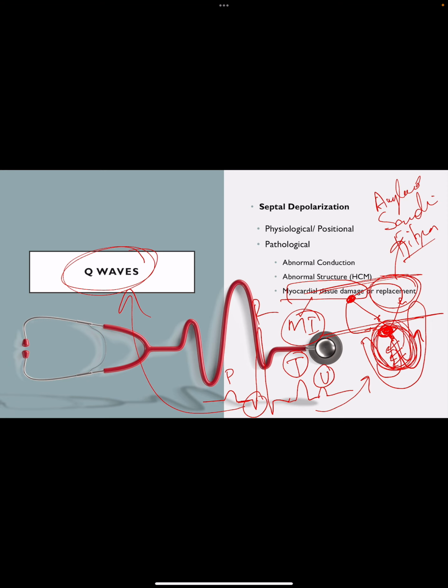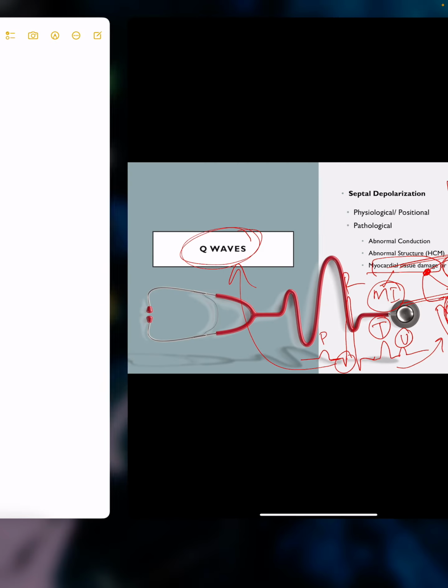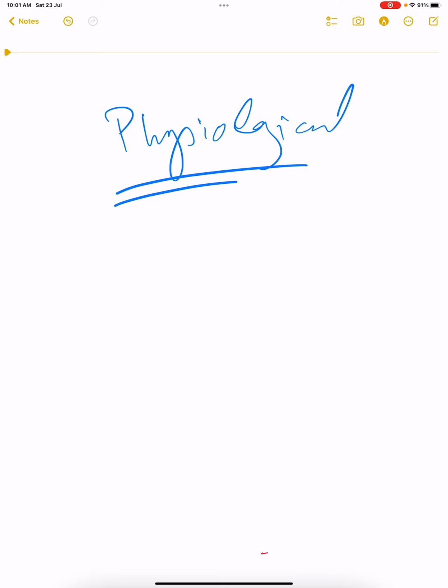Okay, so this was just an overview of what we are going to learn in this video. Let's go to our whiteboard. So let's take them one by one. For example, start with physiological Q waves. Okay, so normal physiological Q waves.